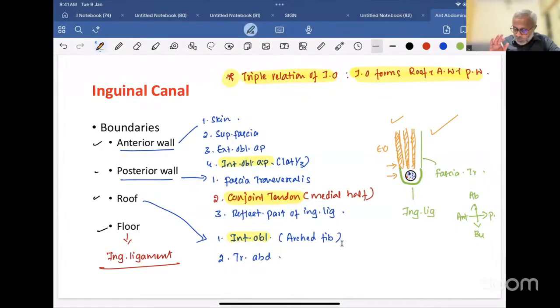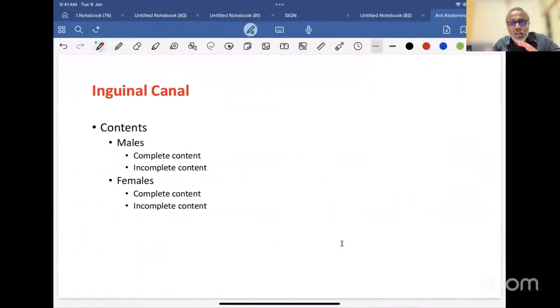Done? Now, once this is done, the next thing is to write about the contents. What do we do in mentioning the contents of the inguinal canal? In contents, first divide it as males and females. Further, divide the content in males and females as complete and incomplete content. For example, in males, what is the complete content of the inguinal canal? The complete content is the spermatic cord, right? What about incomplete content?